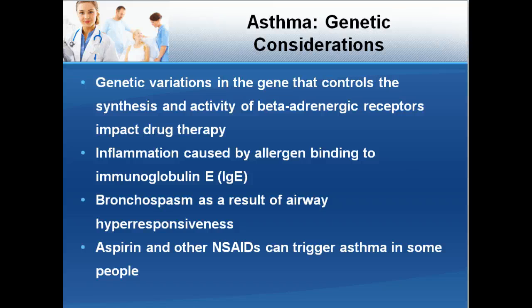Genetic variations in the gene that controls the synthesis and activity of beta adrenergic receptors impact drug therapy. Inflammation is caused by allergen binding to immunoglobulin, and bronchospasm occurs as a result of airway hyperresponsiveness. Aspirin and other NSAIDs can trigger asthma in some people.